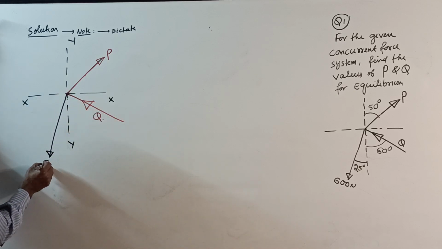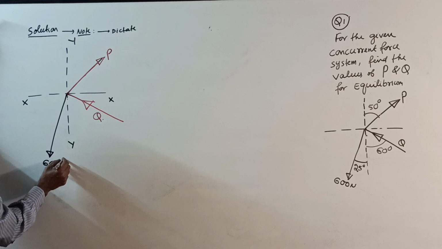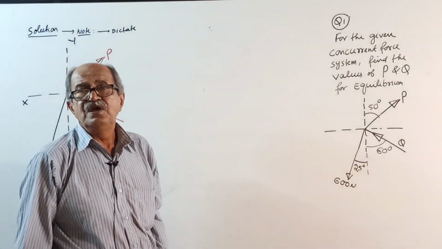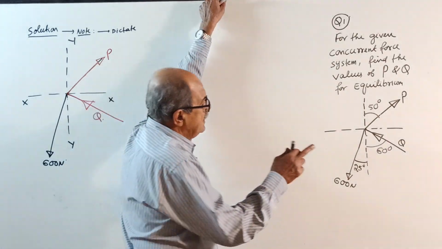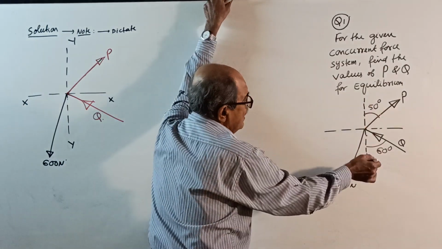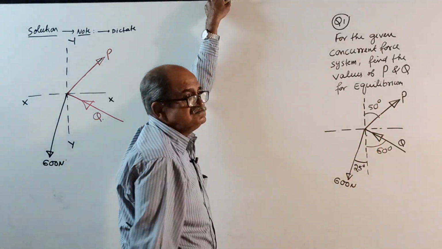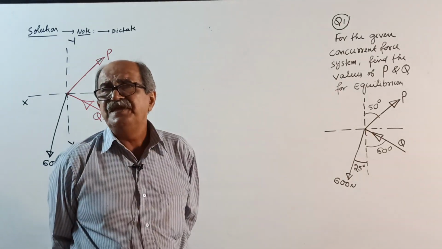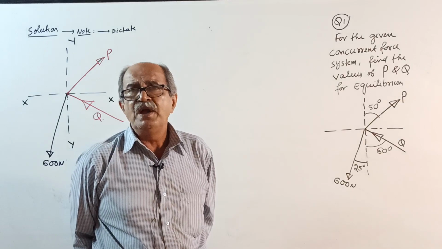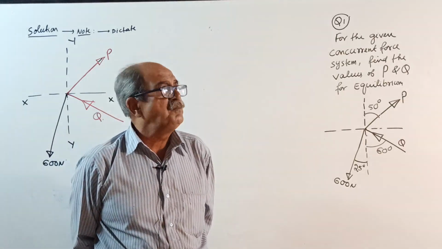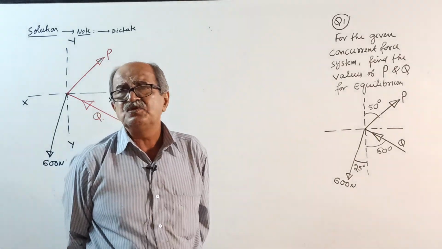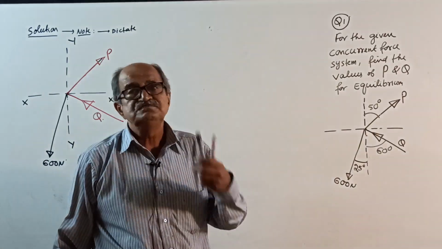How much? 600 Newton. These are the forces. Now, you require resolution. Make a note: all angles are given with YY direction. So, you can solve. If the angle is theta with YY, then the Y component is cos and the X component is sin. If the angle is with XX, the X component is cos and the Y component is sin.